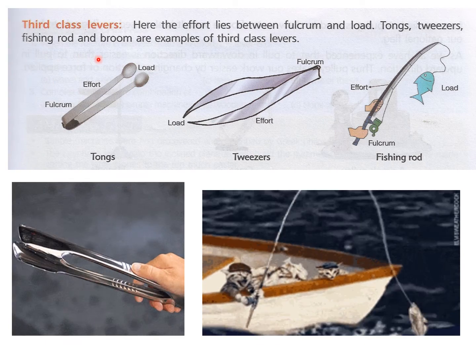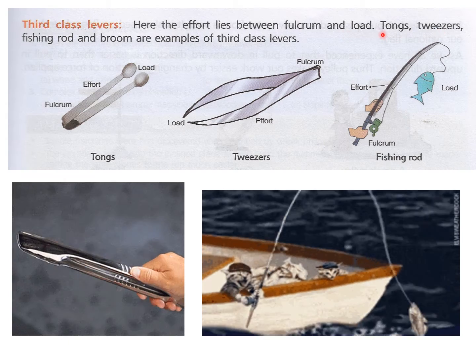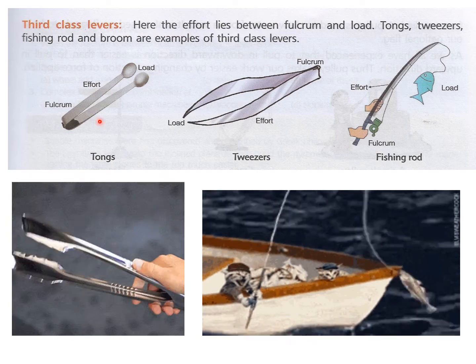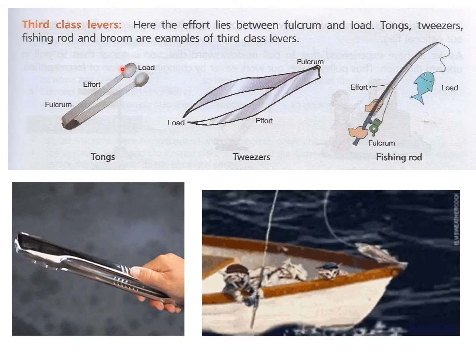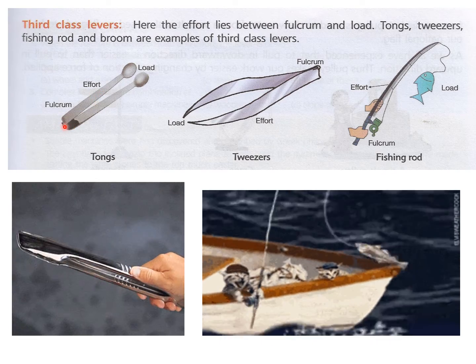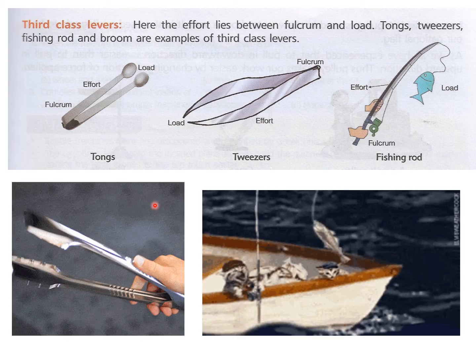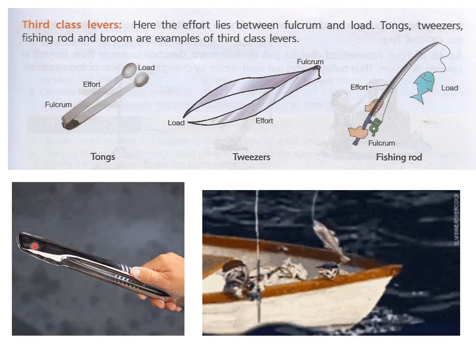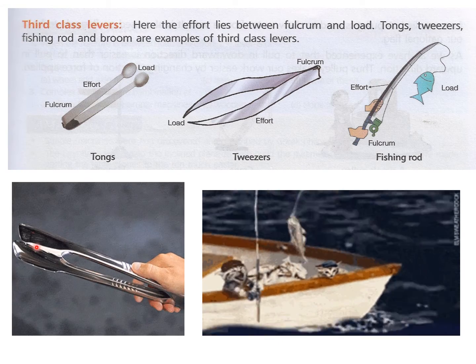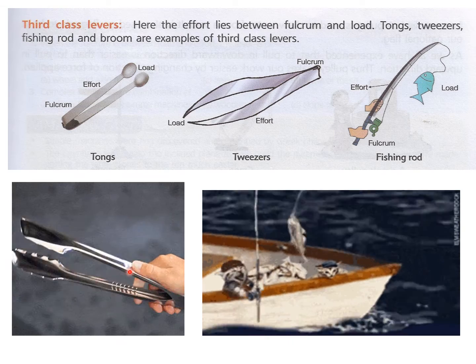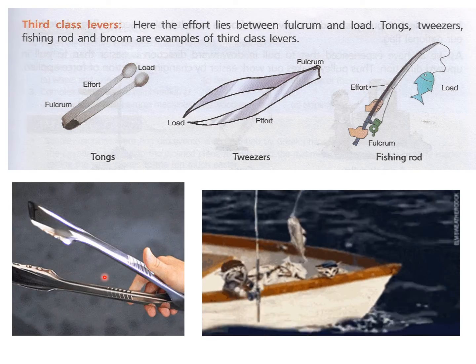Now in third class levers, the effort lies in between the fulcrum and load. Tongs, tweezers, fishing rod and broom are examples of third class levers. Now you can see these tongs, the two rods move through this end. So this is the fulcrum. Effort is where you hold the tongs, that is the effort. And the thing which you will lift, that is the load. So load this side, fulcrum this side, and effort is in the center. When effort is in the center, it is a class 3 lever.